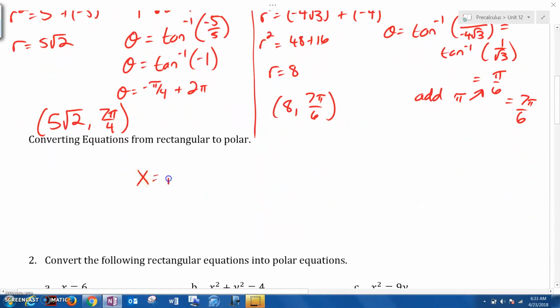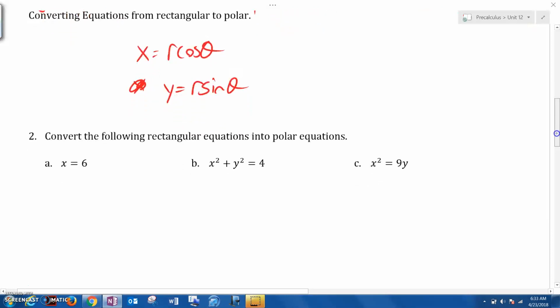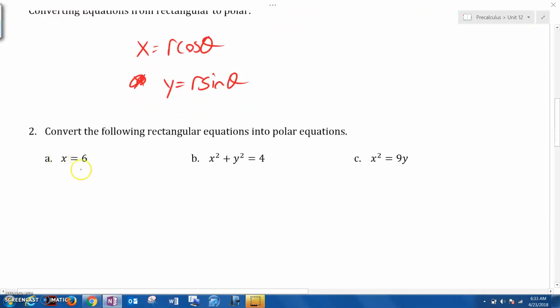Just to revisit, to convert from rectangular to polar, we know that x is equal to r cosine theta and y is equal to r sine theta. So if I'm looking down here, that says x equals 6. Well, instead of x, I'm going to write r cosine theta equals 6. That is now an equation in polar form. It's in polar form if you get rid of the x's and the y's.